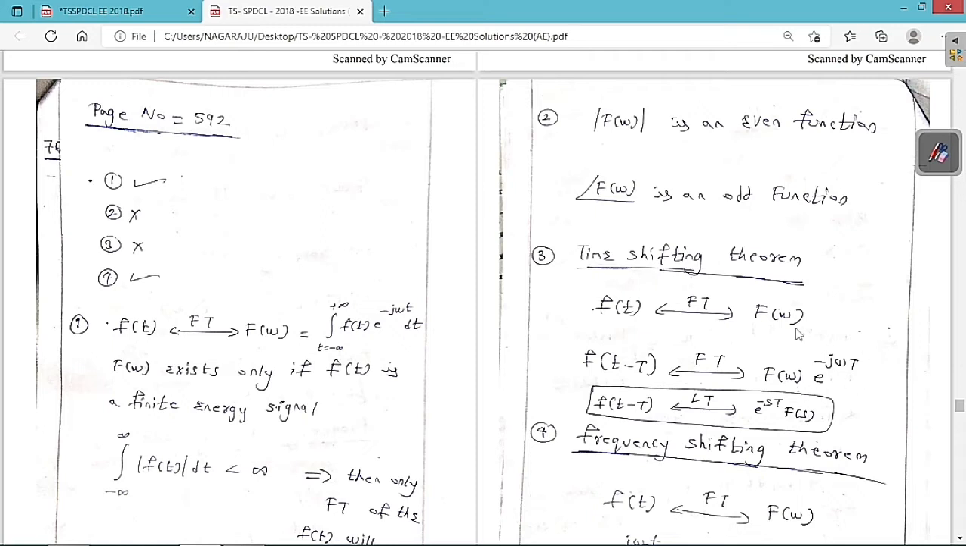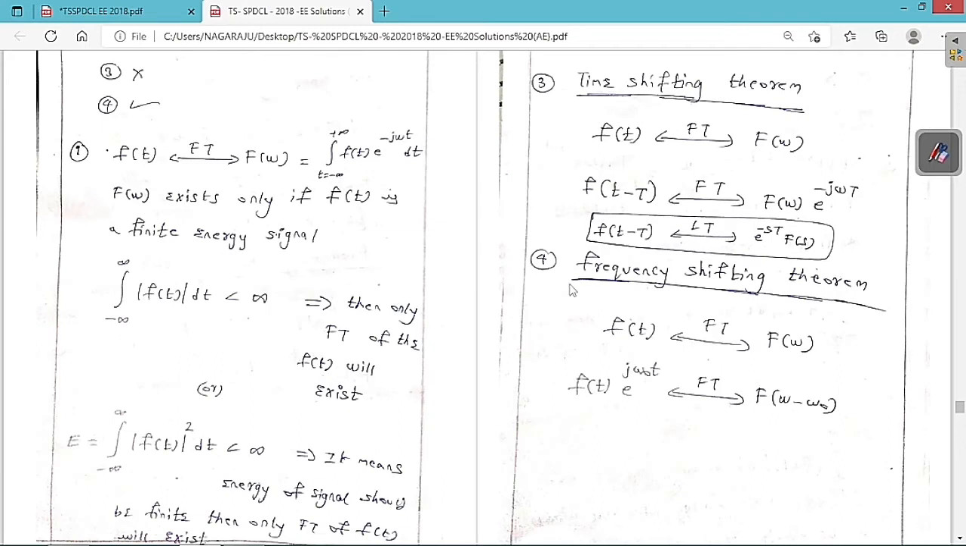In place of s, substitute j omega, and we are going to get e to the power of minus j omega T into F(omega). For f(t minus T), the Laplace transform is e to the power of minus sT into F(s). In place of s, if you substitute j omega, we get the Fourier transform. We can clearly show there is a negative sign, but in the question they have not given this negative sign, so you always have to remember this.